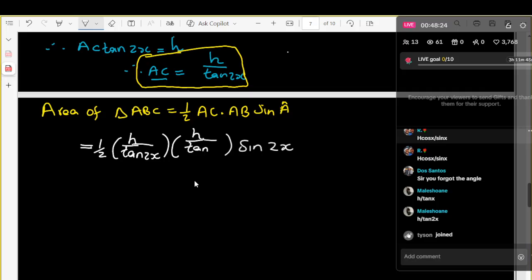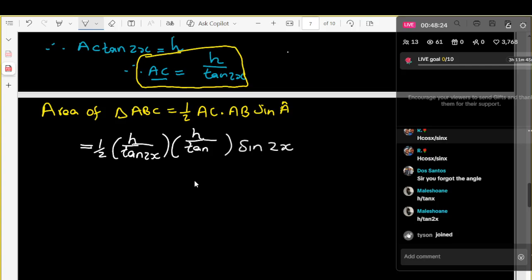So you know what I'm going to do first? Let me multiply across. The top part will give me h squared. Please pay attention. Remember the sine 2x is over 1, so I need to multiply all my numerators. This will give me the top part as h squared sine 2x. Now we need to multiply all our denominators. This will give us 2 tan 2x multiplied by the tan 2x.